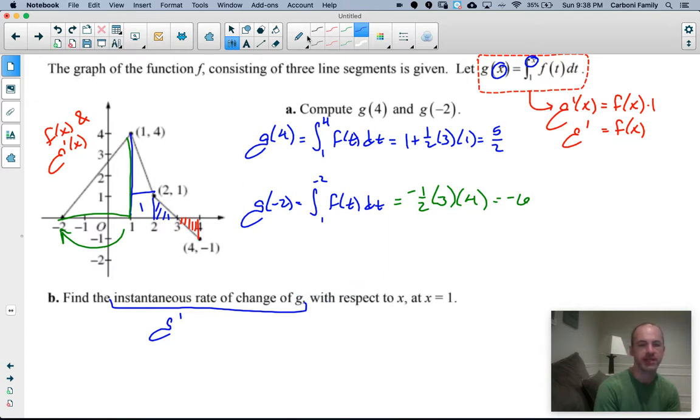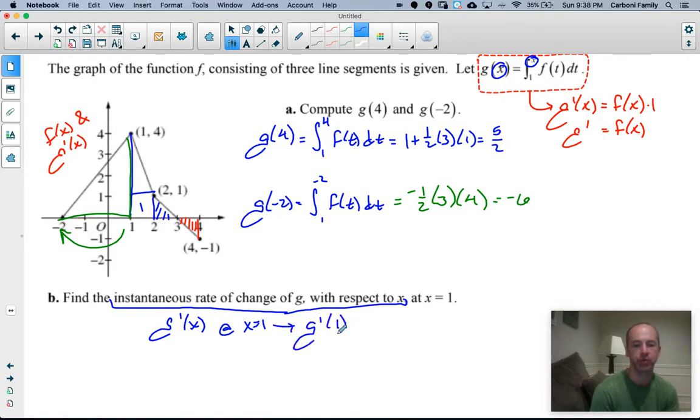With respect to x, actually, I could continue that underlining all the way around. So the instantaneous rate of change with respect to x, that is a fancy way of saying g prime of x at x equals 1, just means find g prime of 1. My g's are really hurting.